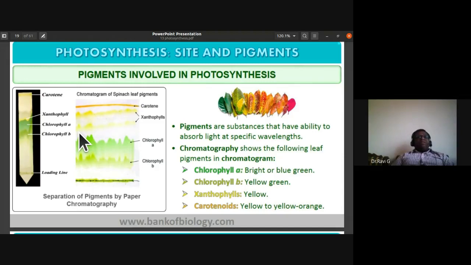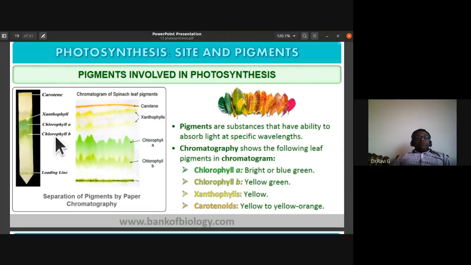The pigments involved in photosynthesis are substances that have the ability to absorb light at specific wavelengths. In paper chromatography, which we would have demonstrated if you had practicals, we see the separation of the pigments. We crush the leaf, obtain the extract, and use a solvent. When we dip the paper into that solution, there is separation of these pigments. We call this paper chromatography, used for the separation of pigments.